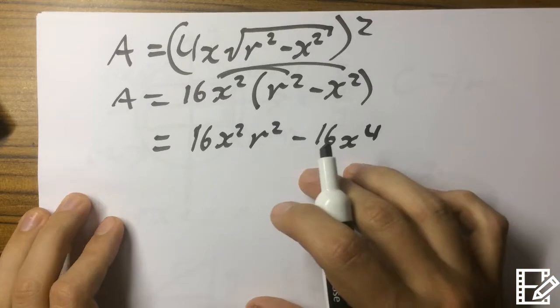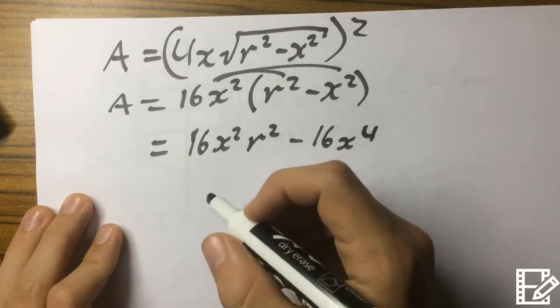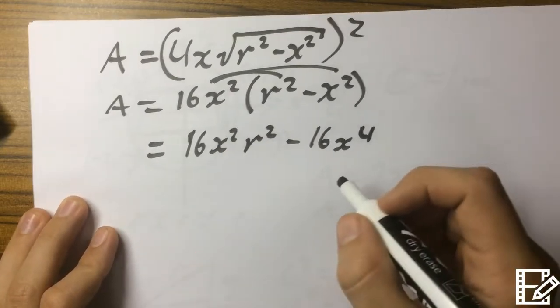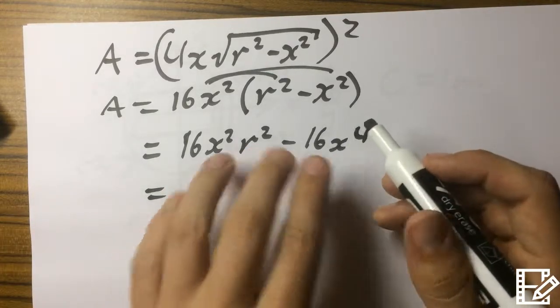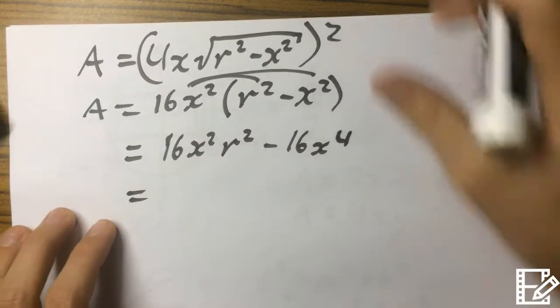Okay, and that means now, well, we don't know what r is, so now we've got two variables. So how do we find r?